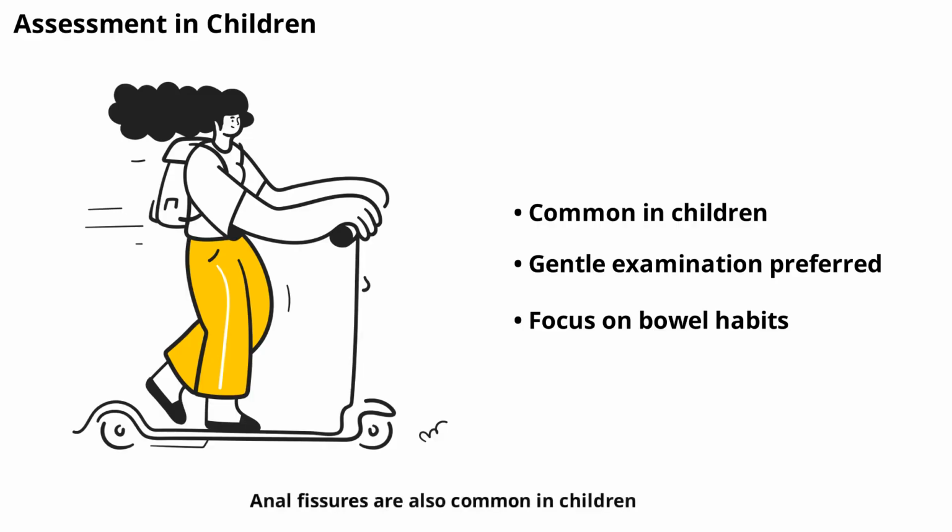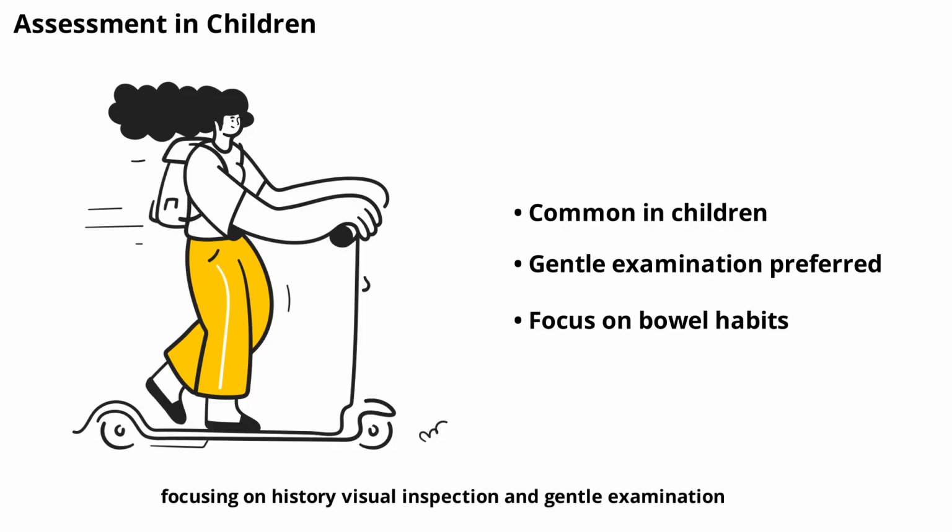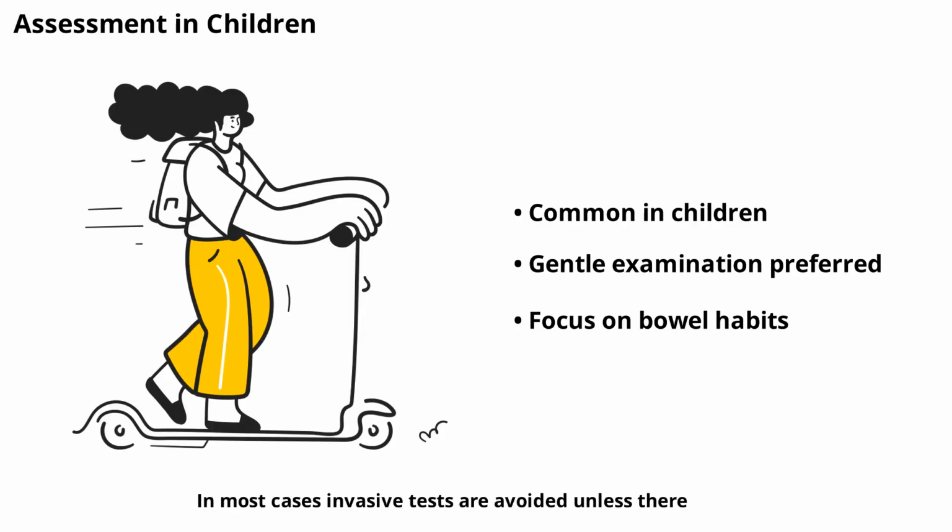Anal fissures are also common in children, often related to constipation and hard stools. The evaluation process is similar to that in adults, focusing on history, visual inspection, and gentle examination. In most cases, invasive tests are avoided unless there are unusual symptoms or failure to heal. Addressing bowel habits and diet is especially important in pediatric cases.